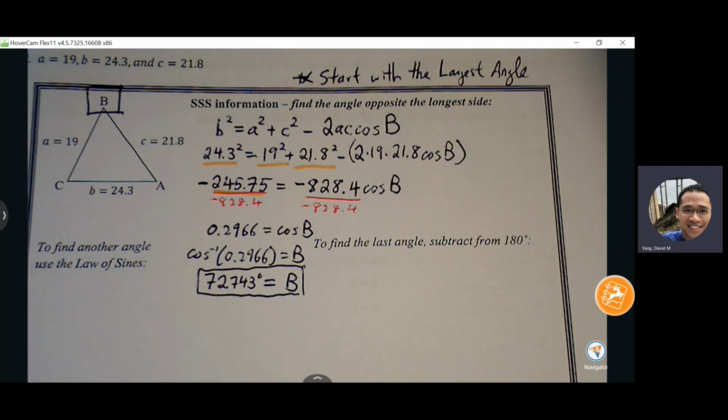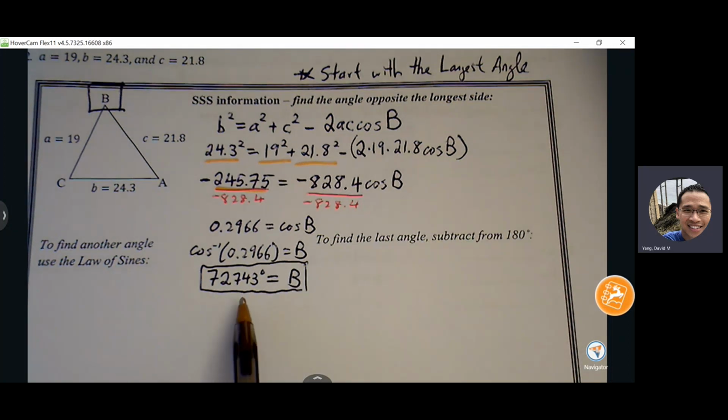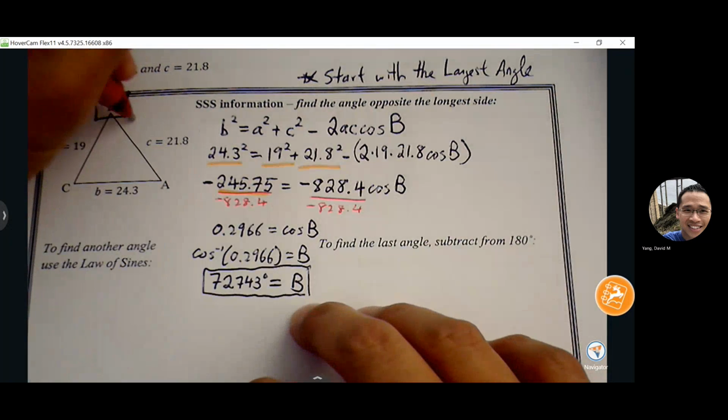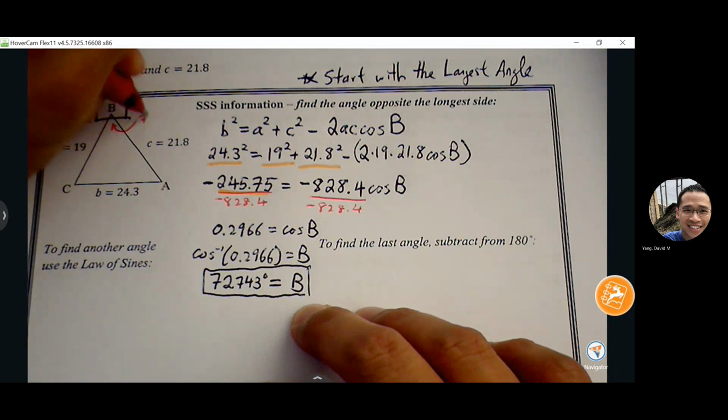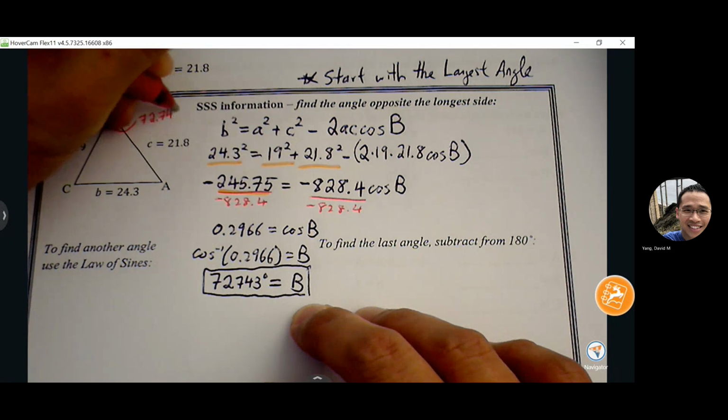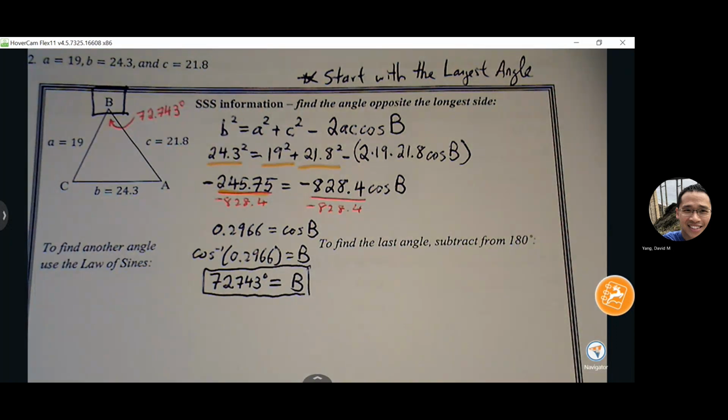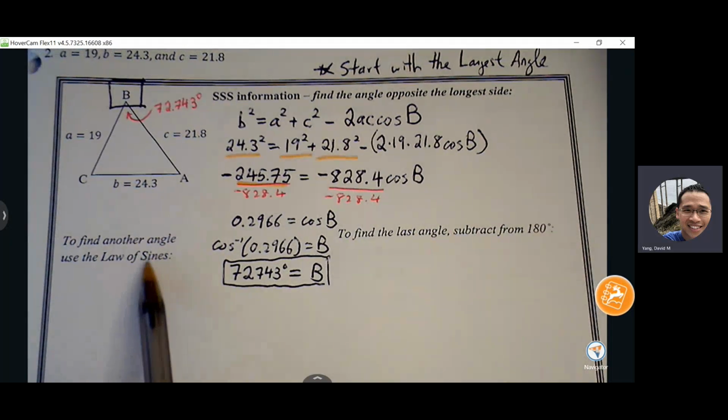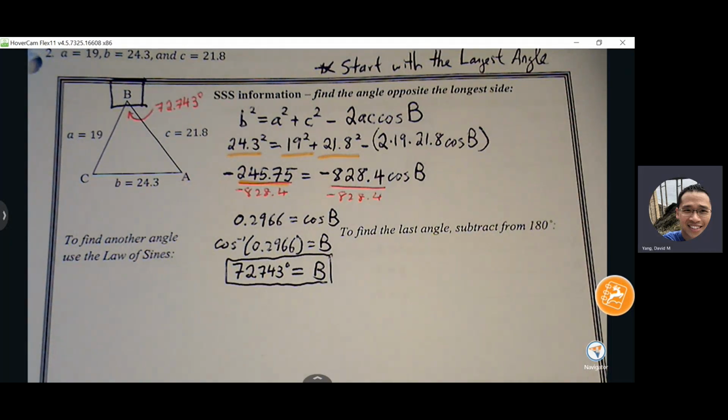As soon as you apply law of cosines once, you should be able to hand this problem over to law of sines to finish off the rest. Is it 72? Yeah, 72.743. Now I can use law of sines to finish off the rest, right? I can pair up angle B and side B and either solve for angle A or angle C. Okay. I'm going to solve for angle A, but you can choose whichever one you want to do.